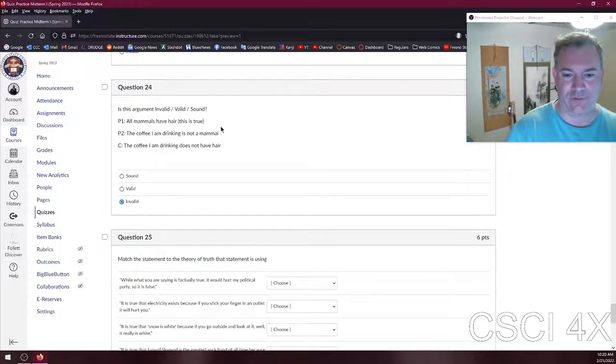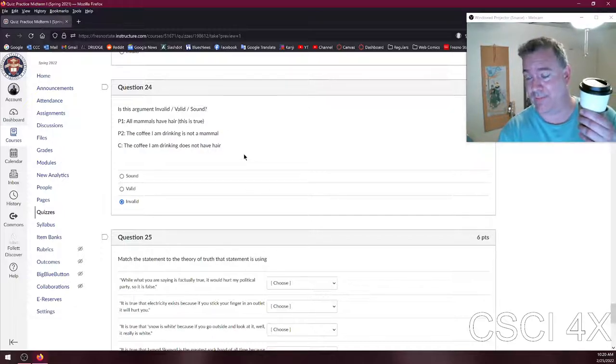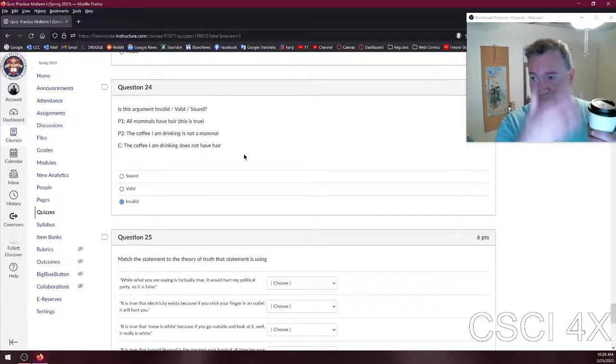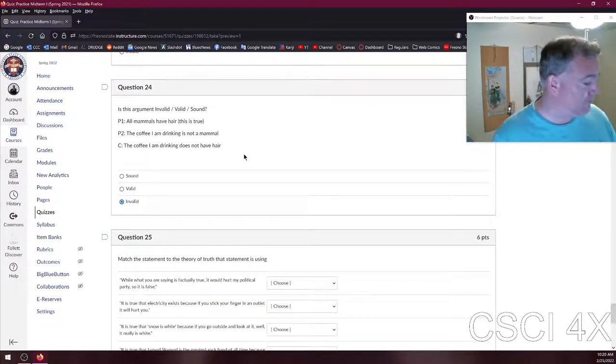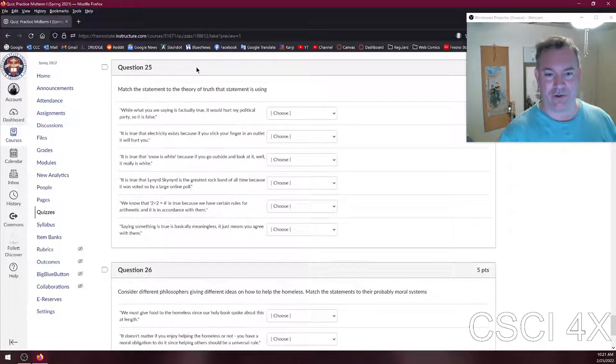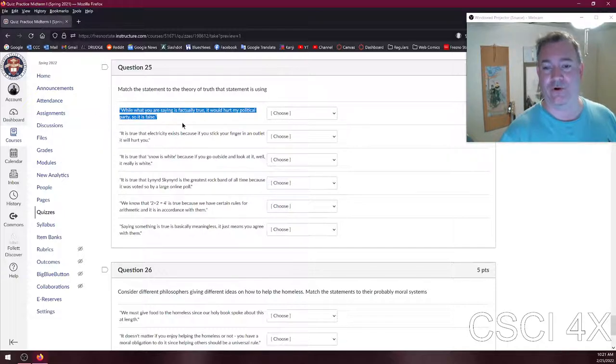Because I can't conclude whether or not my coffee actually has hair just from the fact that it's not a mammal. Sure, it's not a mammal, but an eyelash or something can fall into it, you know? So that's invalid. Okay, match this statement to the theory of truth that we're using here. Well, what you're saying is factually true, but it would hurt my political beliefs. So it's false.